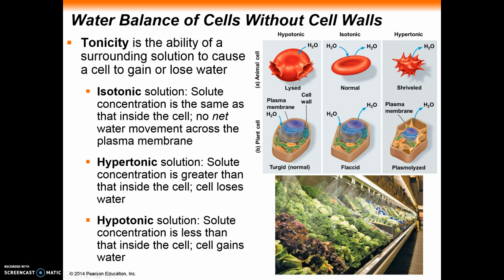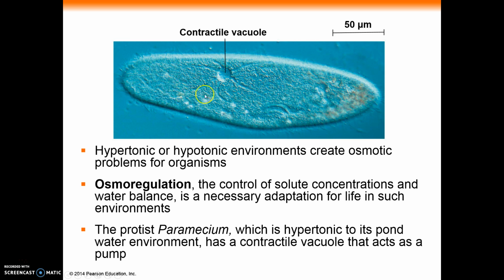That is pure water, and it is going to be hypotonic in nature, and it is going to keep the vegetables crisp. Now, when you take an animal organism and put it into an aqueous environment, that aqueous environment might be hypertonic or hypotonic, in which case this can cause a problem for that animal.